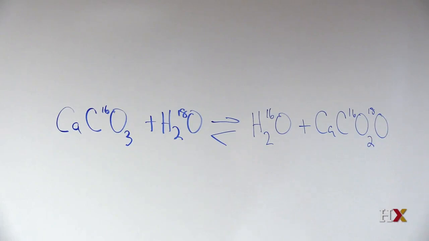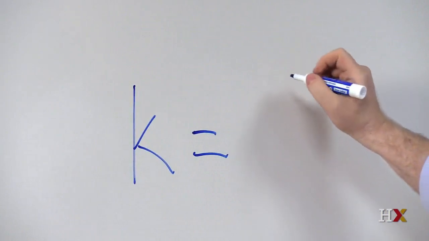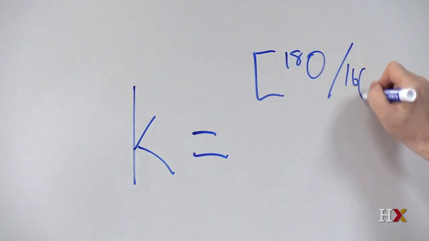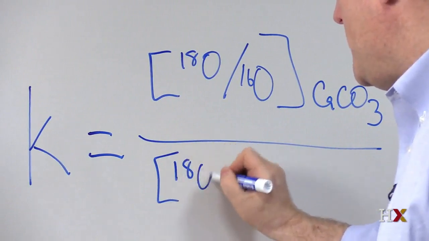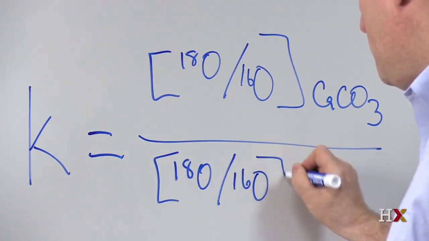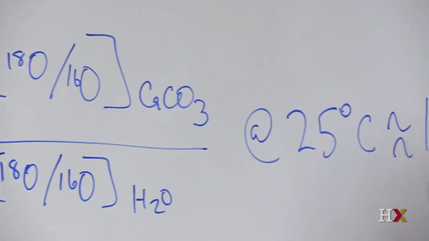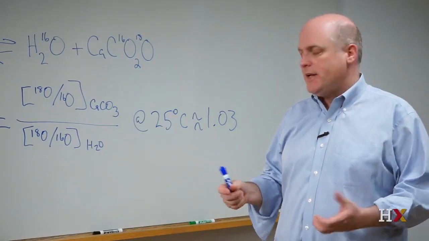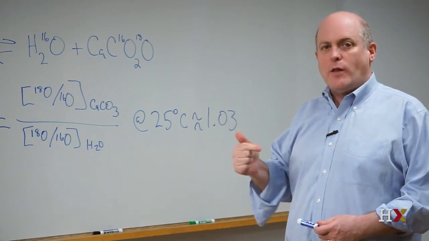Just like in the situation with liquid water and water vapor, we can write an equilibrium constant for this reaction. And it's very similar. This is just going to be equal to the ratio of oxygen 18 to oxygen 16 in the calcium carbonate divided by the ratio of oxygen 18 to oxygen 16 in the water. So this equilibrium constant at 25 degrees Celsius is approximately equal to 1.03. So what that means is that when an organism grows its shell out of calcium carbonate, the delta O18 of the shell that we measure in the laboratory is about 30 per mil enriched in O18, plus 30 per mil, relative to the water in which it grew.